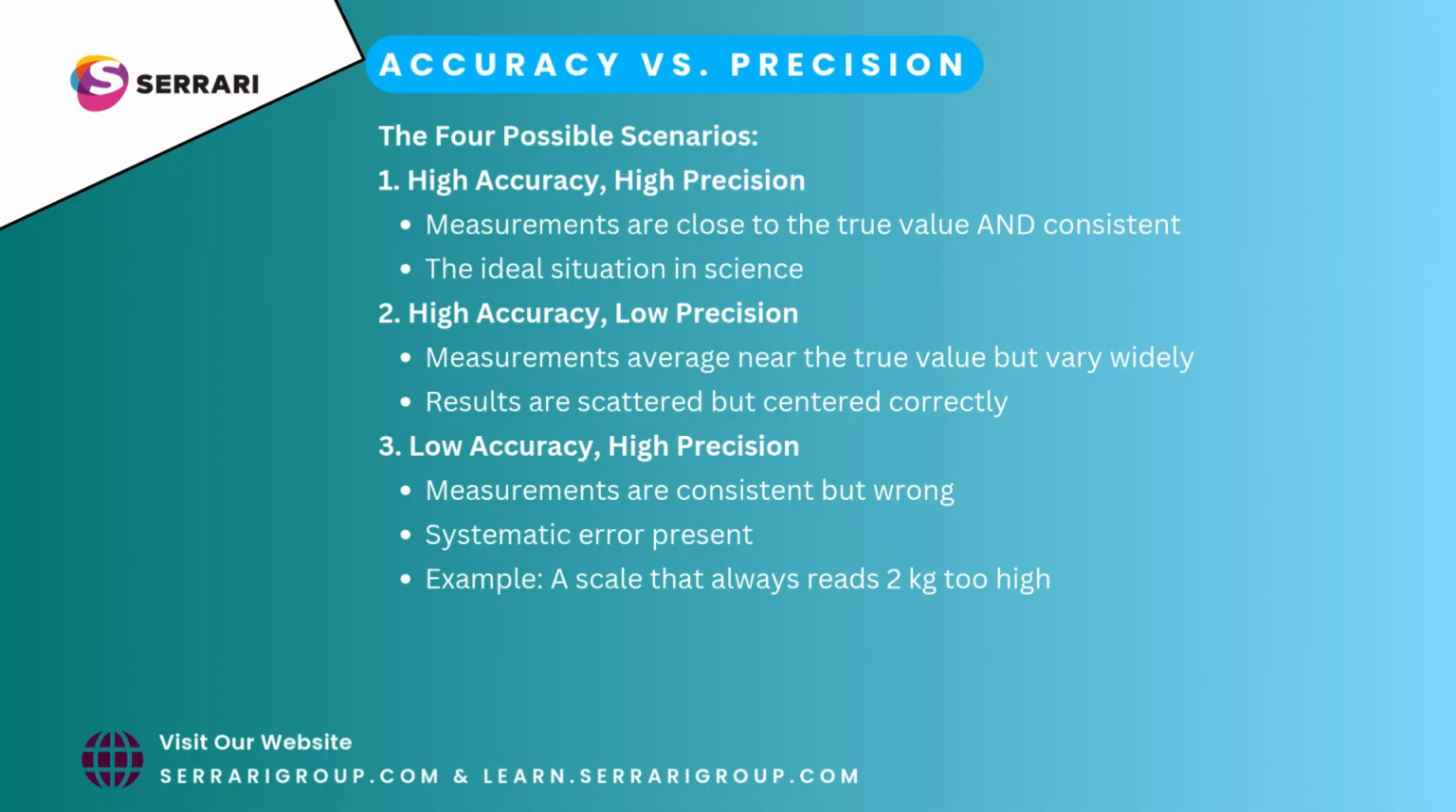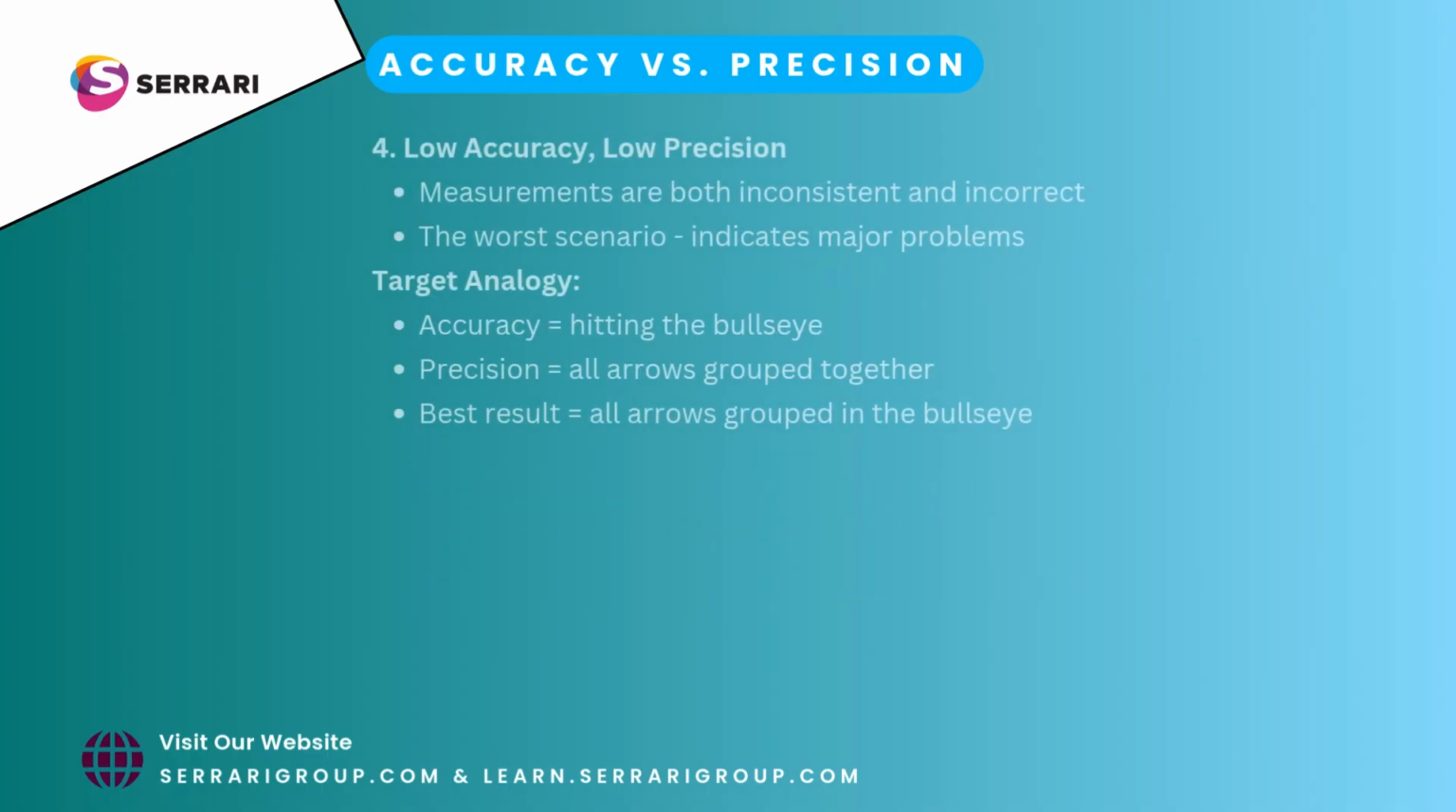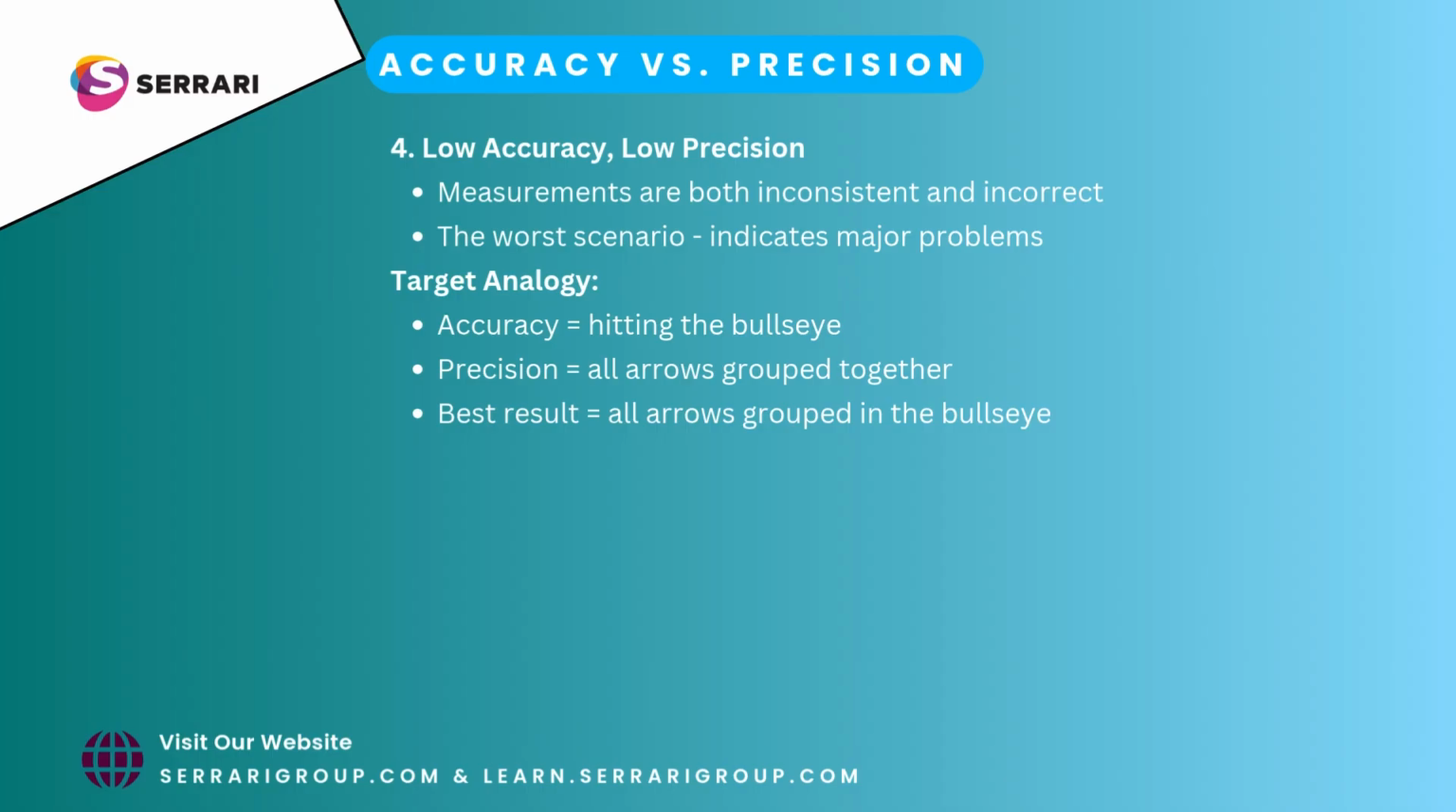Low accuracy, high precision. Measurements are consistent but wrong. Systematic error present. Example, a scale that always reads 2 kilograms too high. 4. Low accuracy, low precision. Measurements are both inconsistent and incorrect. The worst scenario indicates major problems.